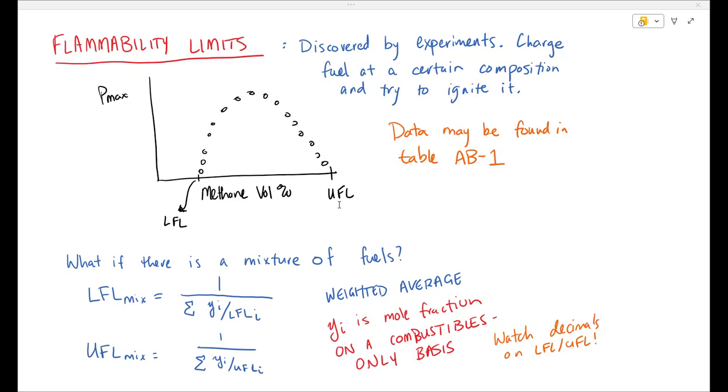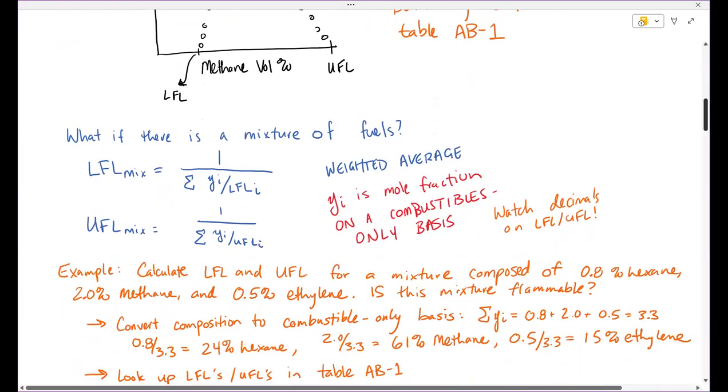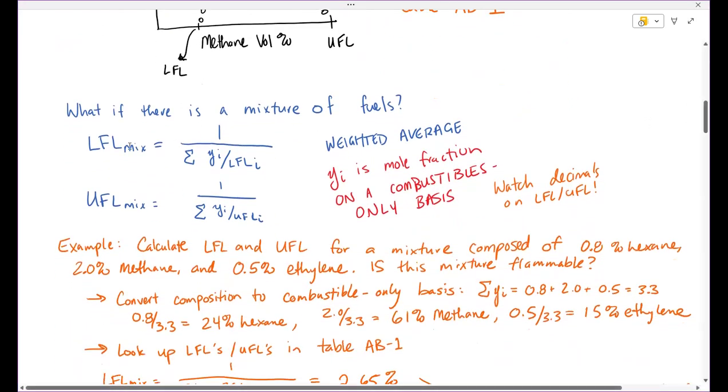That's important because when we get to chapter 7, which is about inerting, we're going to start taking oxygen out of the air. That is going to change the LFLs and the UFLs if the proportion of oxygen and nitrogen is different. But anyway, we've got these formulas that are available in your book to calculate what the LFL for a mixture of fuels is. This is basically just a weighted average.